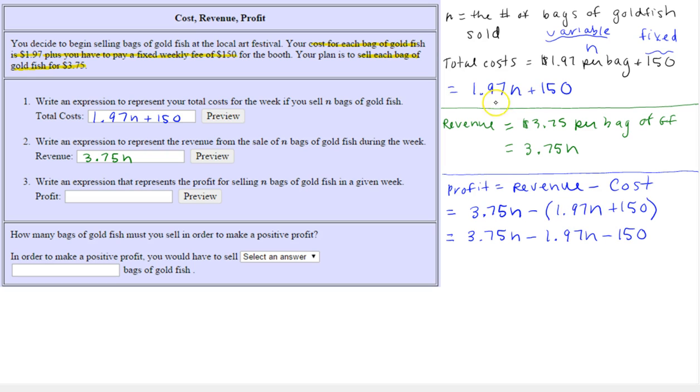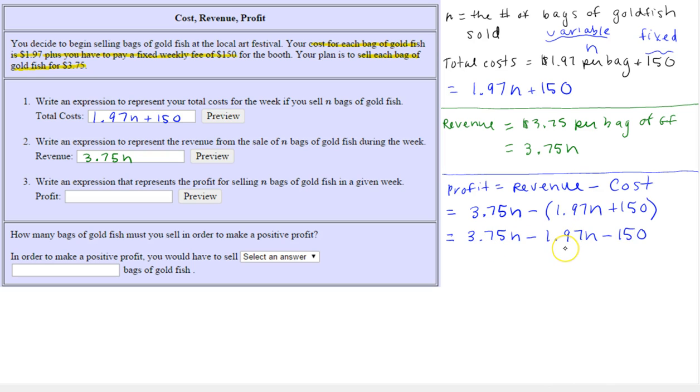If we had just put the cost expression here without the parentheses, it would look like our profit was $150, which was the cost of renting the booth, but we really have to pay that $150. So notice if you put it in parentheses and you distribute this as a negative sign, you get minus 150. Or equivalently, you could say this is my revenue, I make $3.75 per goldfish. I subtract the $1.97 per goldfish that it cost me, and I'm also going to subtract $150 off of that total for renting the booth. So that's the meaning of this.